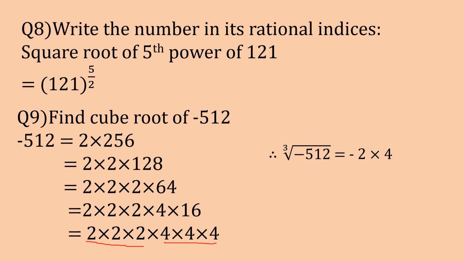Now, you have to find the cube root of minus 512. So the cube root of minus 512 equals, I'll take the minus sign as it is. Now there are 3 2's, so I'll take one 2 common. Here 3 4's are there, so 1 4 will come. So 2 into 4 will become 8, and as it is minus, it will become minus 8. So the cube root of minus 512 equals minus 8. This is the answer. You have to do it this way.